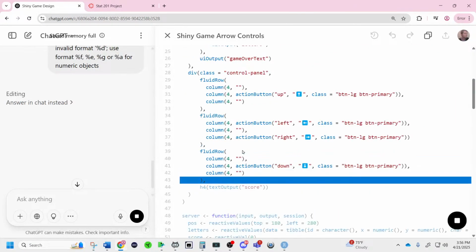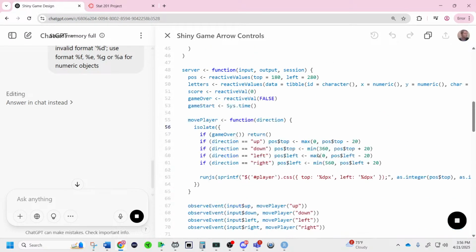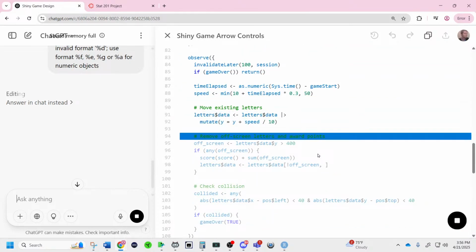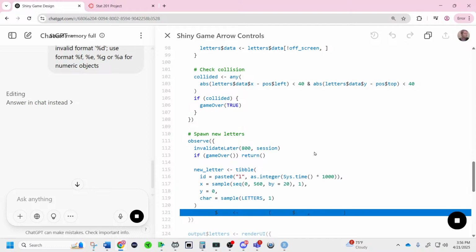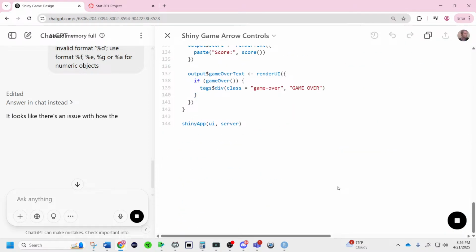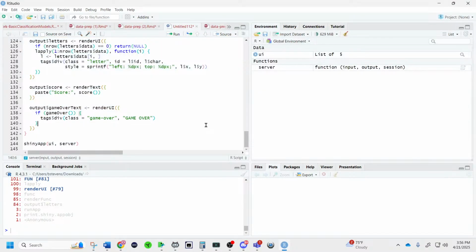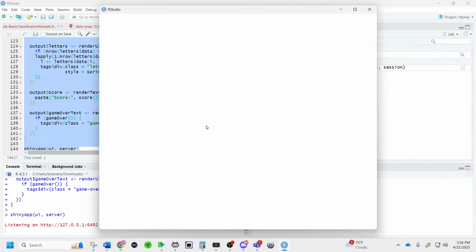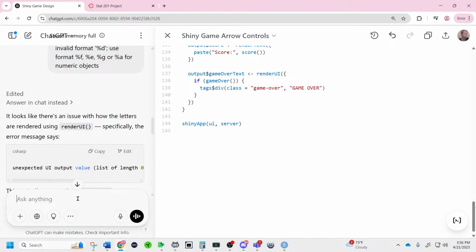Let's go through its editing. This is our last try here. Make our little game. I love what you can do with ChatGPT. I run out of my ChatGPT like every day. I'm just using basic ChatGPT. So what did it update? Looks like there's an issue with how the letters are rendered using Render UI. Yeah, so it can't render the attack letters. And it just crashed. Yeah, that just crashed.